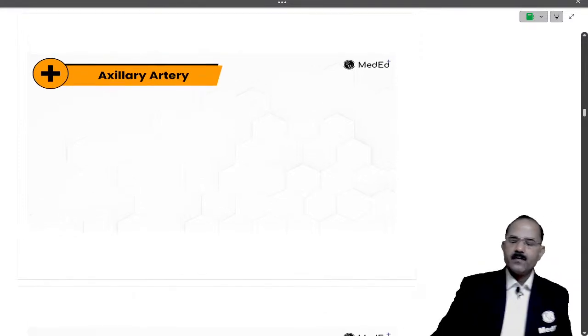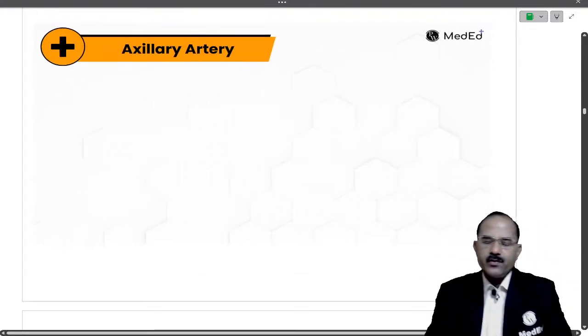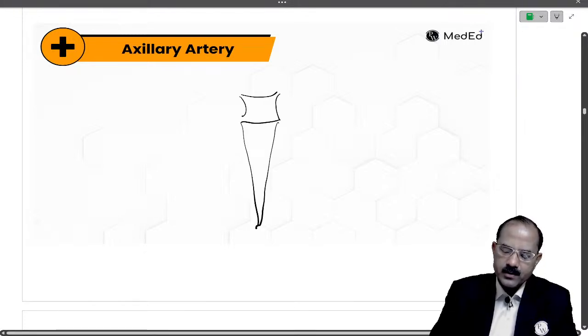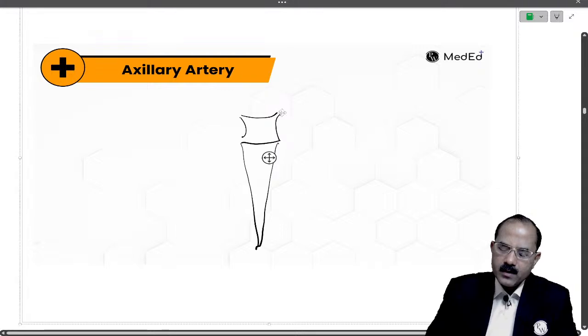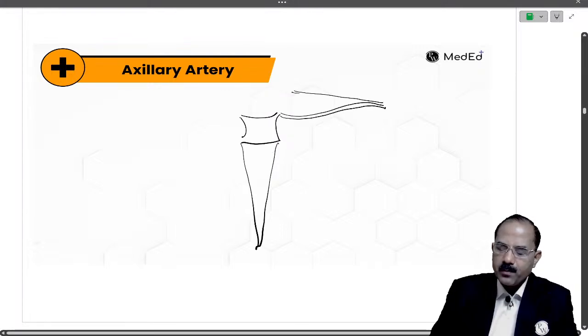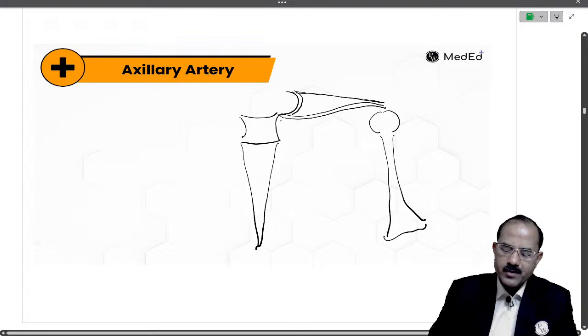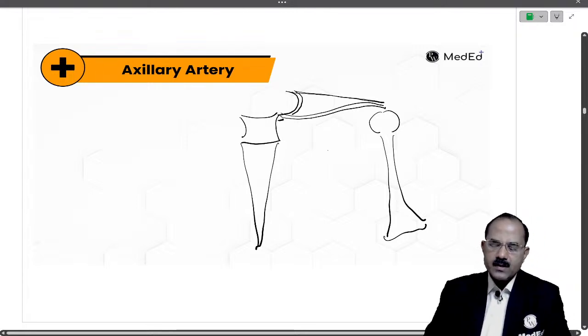Fine. Now, I'll just draw one slide for you, but you must have seen the slide. You tell me this is the manubrium sterni. That's the body of the sternum. This is the clavicle in front. That's the scapula from behind. That's the superior border of scapula. This is the humerus here. And this is the first rib. Okay, so this area is the axilla.